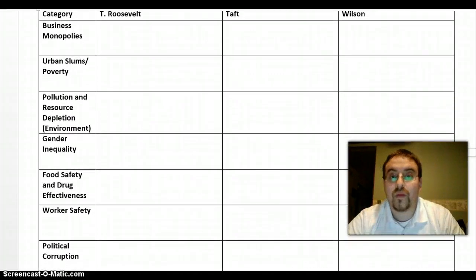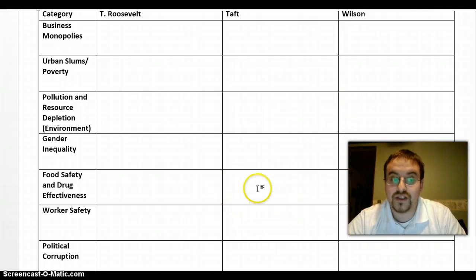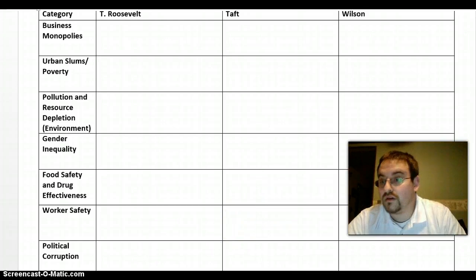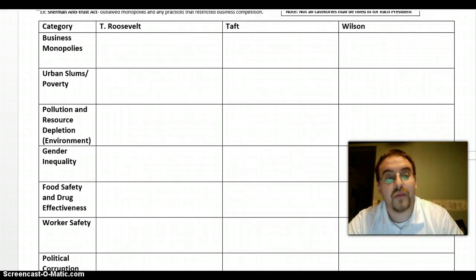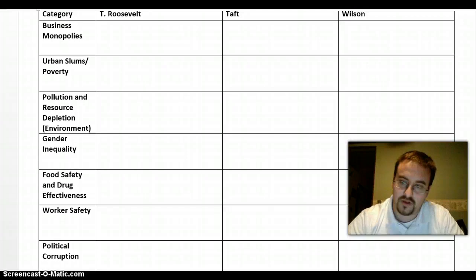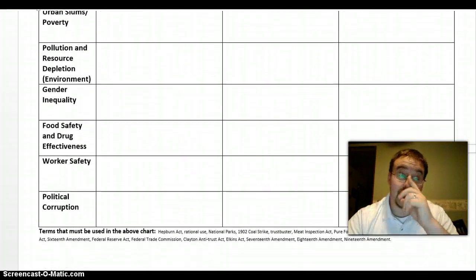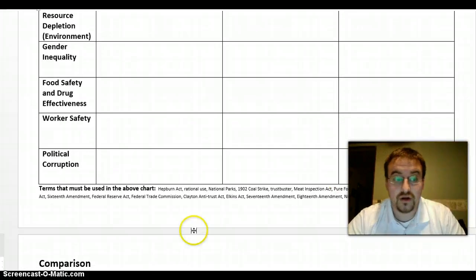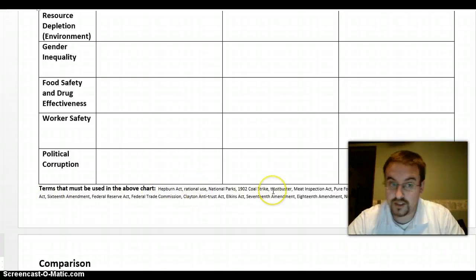Now, one thing I do want to remind you is not all of these are going to be filled in for each president. In fact, you may see that some of these aren't filled in at all. Right? There's going to be some things that our government kind of ignores. That might happen. All right, don't get miffed if you search and search and search and can't find anything. That's okay. You may have blank spots, but you need to really try to find them. Now, to give you a guide of what needs to be in there, down here at the bottom you have the terms that must be used in the above chart. So these are the things that should be in there.